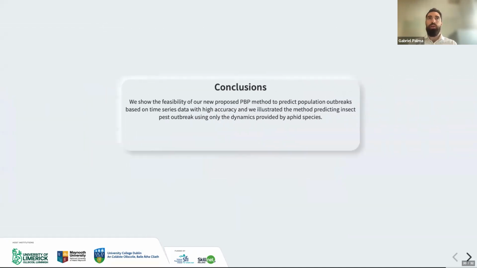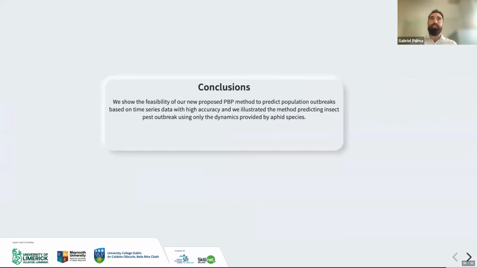So it just shows you, at the moment, an idea of the feasibility of the method. We showed here the feasibility of the proposed pattern-based prediction to predict population outbreaks based on time series data with a high accuracy, and we illustrated the method with the data that I just mentioned. At the moment, we're still working with other metrics to compute and compare the method with others available, but for that methodology, I would like to introduce this example and accuracy of the method.